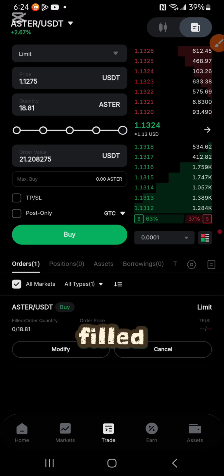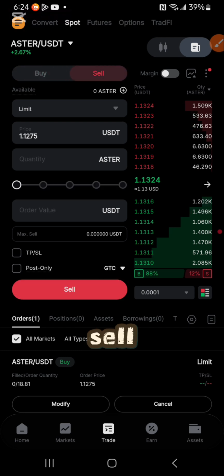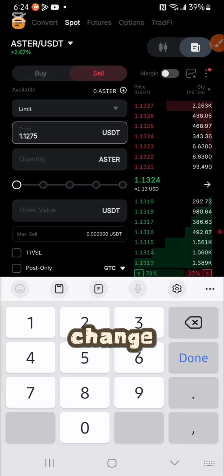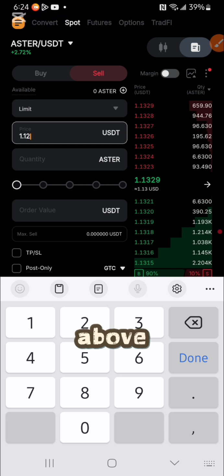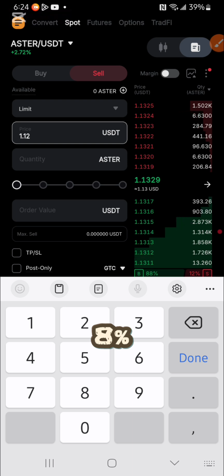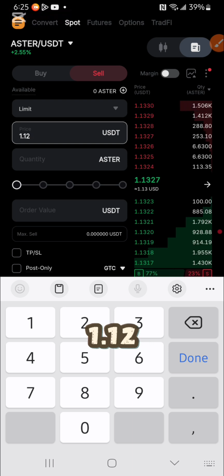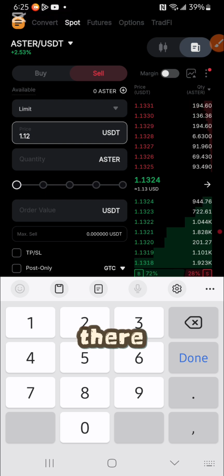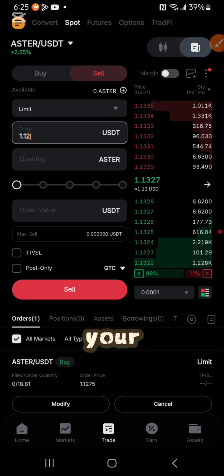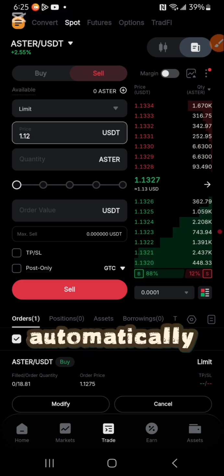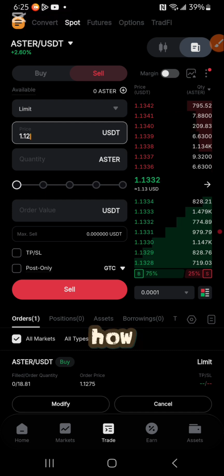After it gets filled, you now head over to sell and change the price to 3 to 8% above the current value you got it for. So that should be 8% above 1.1275. So when you put it there, you set your limit order as well, and when the price gets to that point, your coin should be sold for you automatically. So that's how it's done.